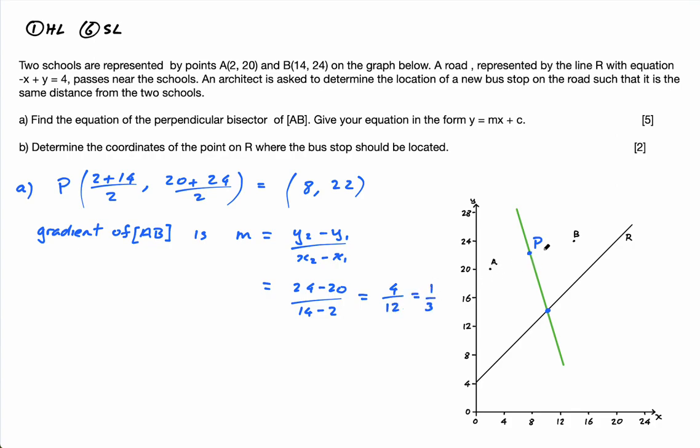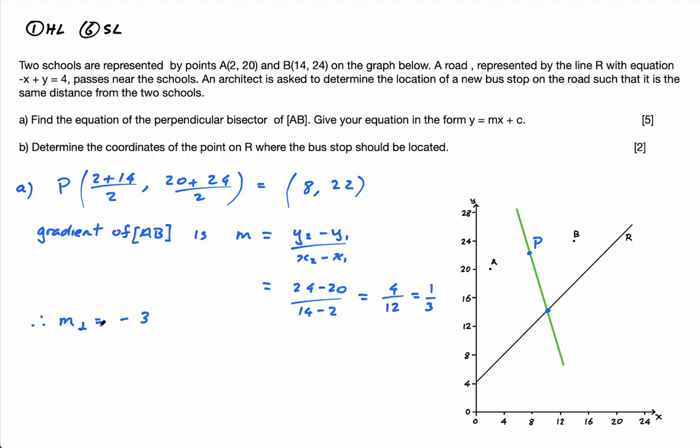So the gradient of AB is 1 over 3, which means the perpendicular gradient is negative 3 over 1, which is just negative 3. Remember, to get the perpendicular gradient, you do the negative reciprocal. So you turn it to minus and flip it, 3 over 1.